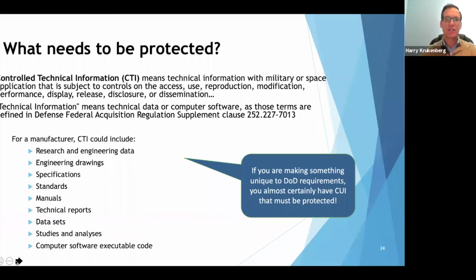And that information can come in the form of any of the things listed here on the bottom of the slide: research and engineering data, engineering drawings, specifications, standards, manuals, even data sets, or the results of studies and analyses. So the bottom line is, if you're making something unique to DoD requirements, you almost certainly have CUI that must be protected. Next slide.